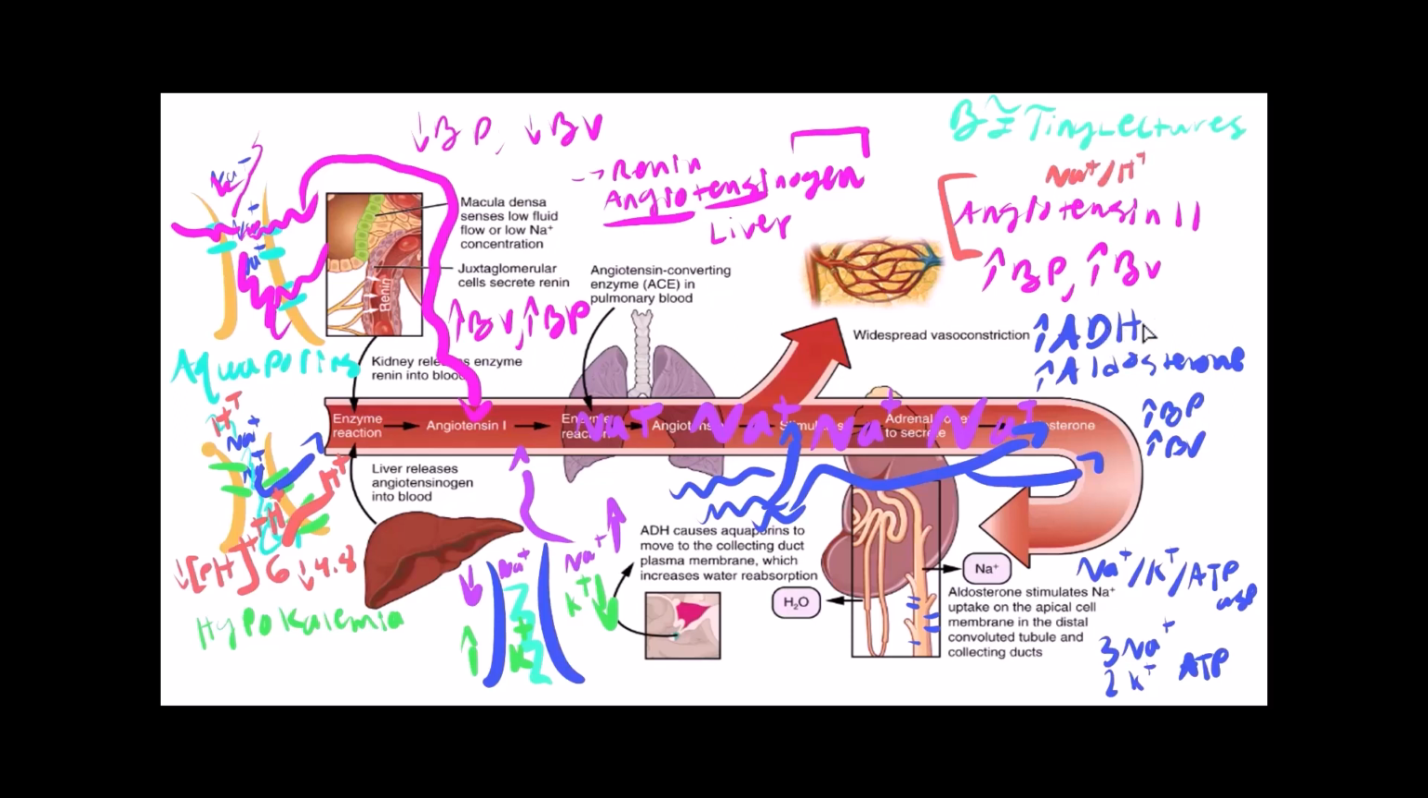We have antidiuretic hormone that's going to equal the aquaporins. And the aldosterone, that is going to activate the sodium potassium ATPase pump. But all of these will increase the blood pressure and increase the blood volume.